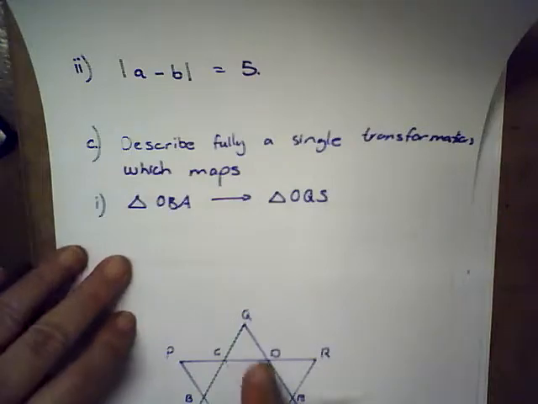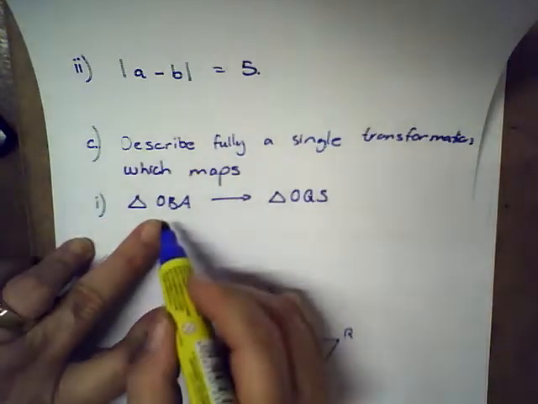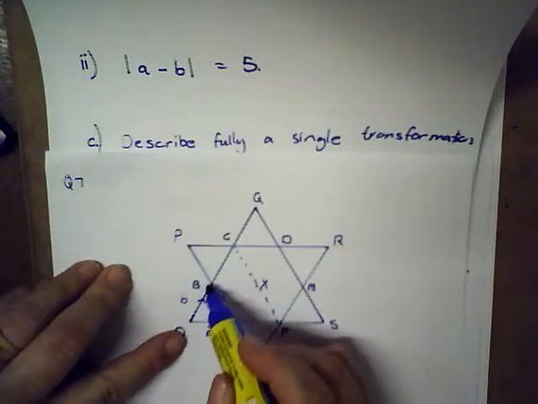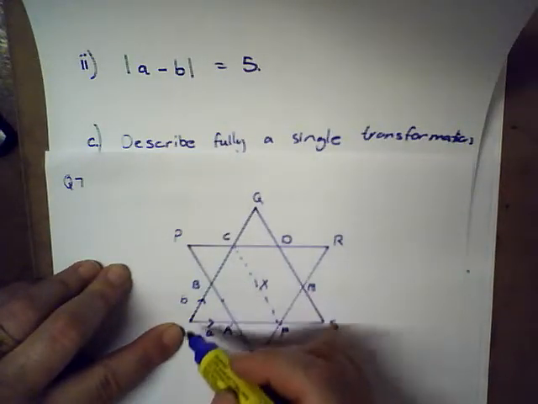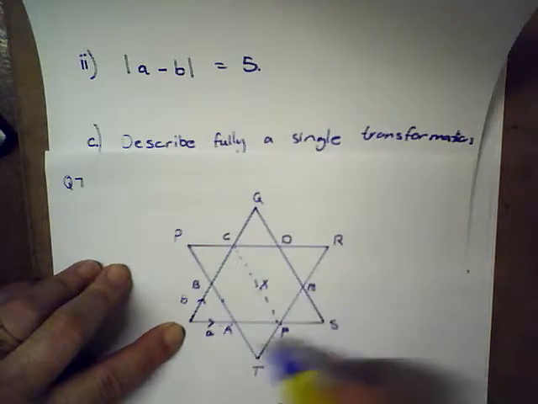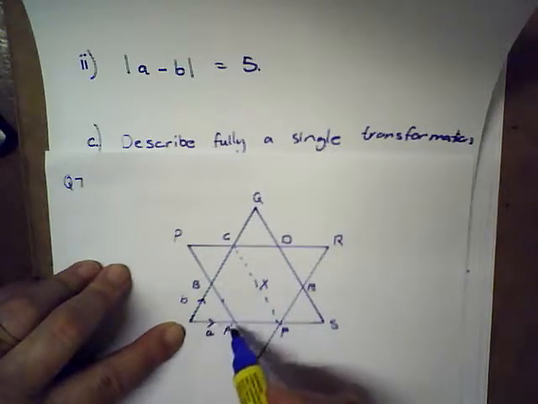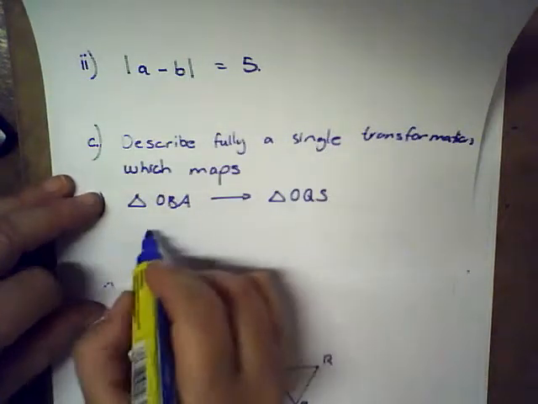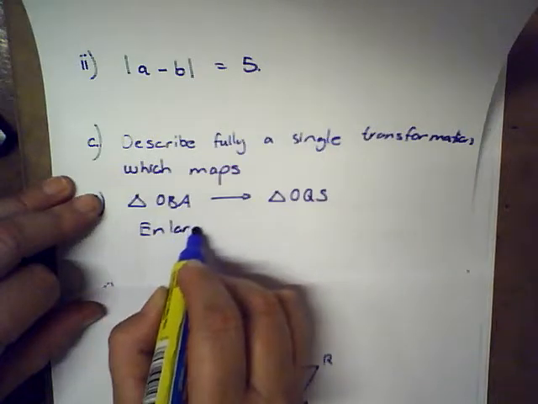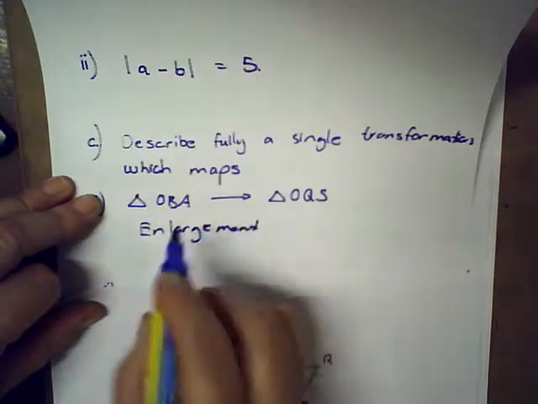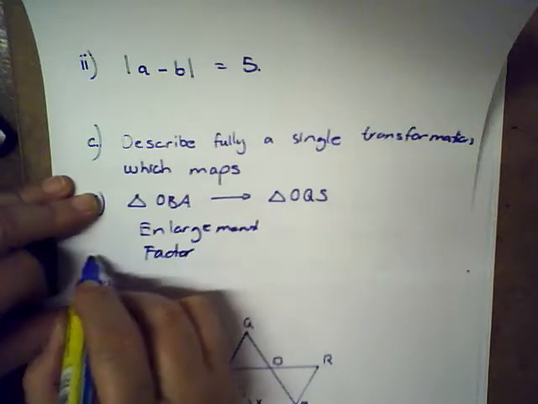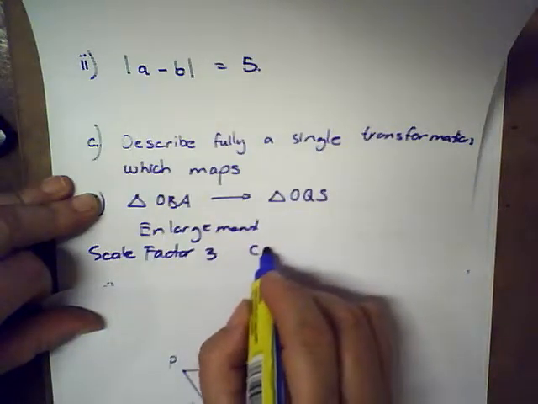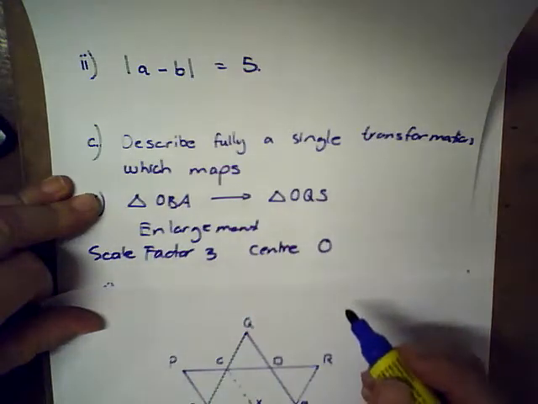Describe fully the single transformation which maps triangle OBA onto triangle OQS. So it's the same triangle that's just been enlarged by a factor of 3. So it is an enlargement, with a scale factor of 3, and the center is O, or the origin.